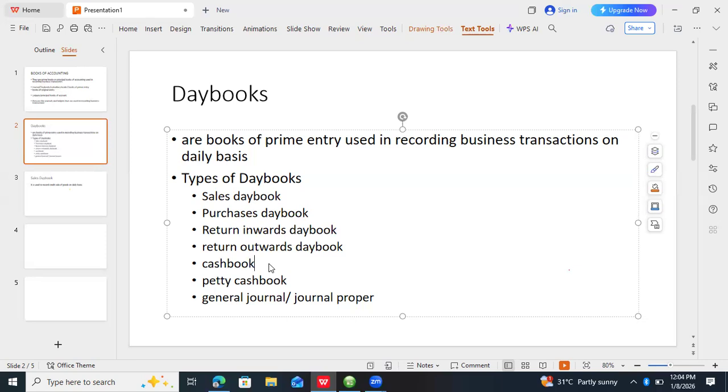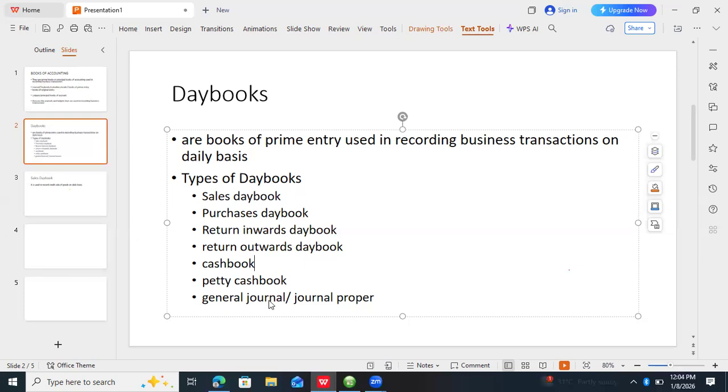Then the petty cash book, as the name suggests, small cash book. It is used to record amount received from the main cashier to settle small expenses. And I think we'll look into that book as well. So don't worry, you would appreciate it better.